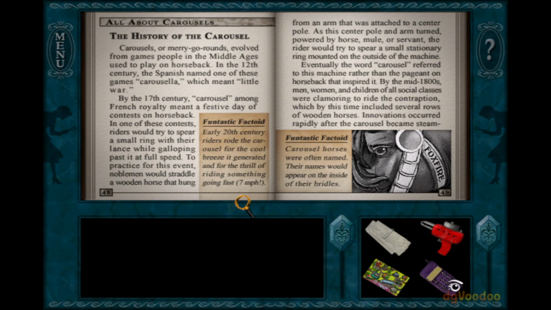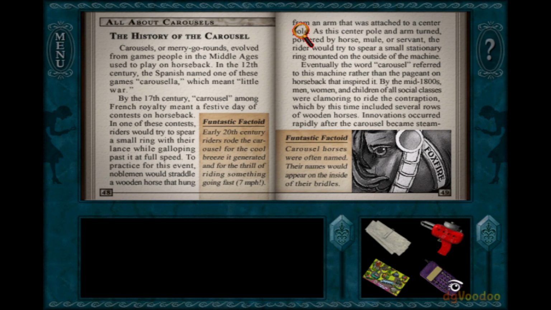Early 20th century riders rode the carousel for the cool breeze it generated and for the thrill of riding something going fast, 7 miles per hour. Carousel horses were often named. Their names would appear on the inside of their bridles. Eventually, the word carousel referred to this machine rather than the pageant on horseback that inspired it.